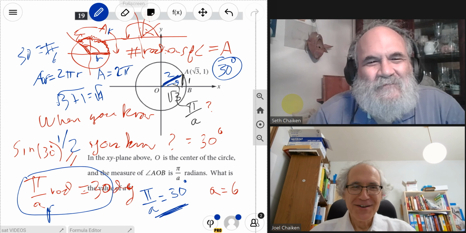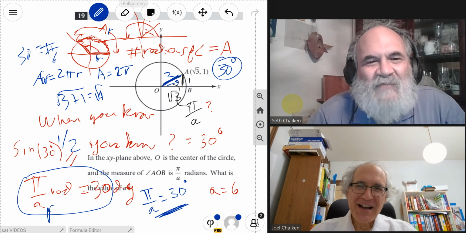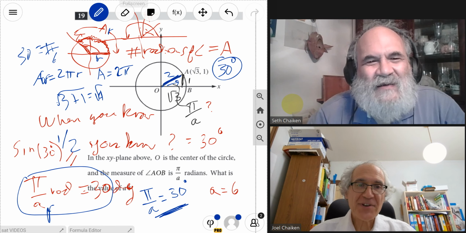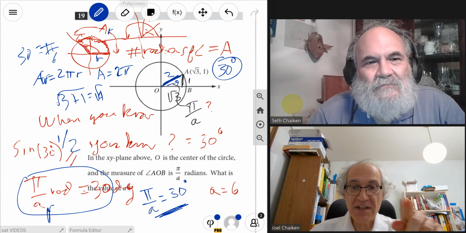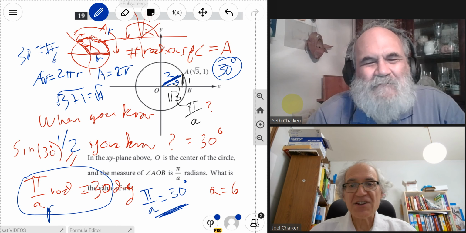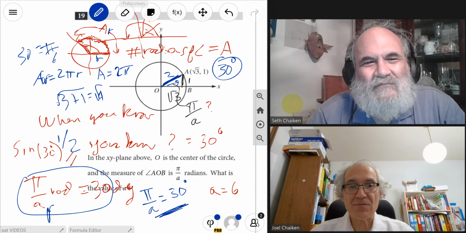But that's okay. Found that explanation a little confusing. Yeah. I mean, the whole way around the circle is 360 degrees. And that's equal to 2 pi. Then there's the 2 pi radians. You can measure angles in 2 different ways: radians and degrees.